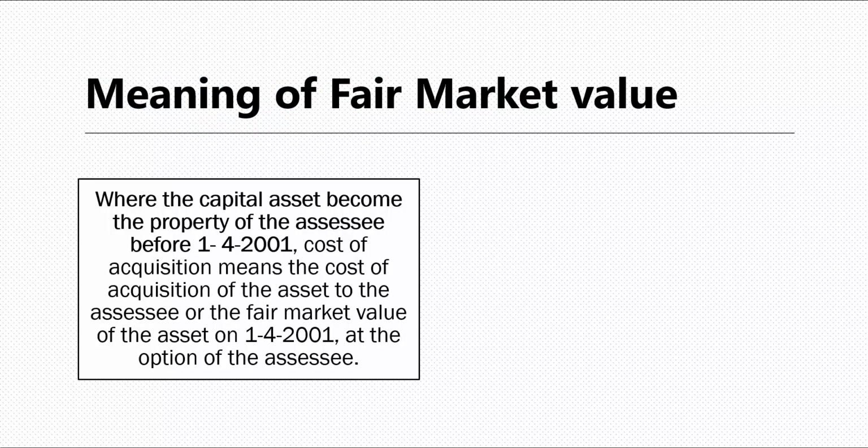Okay. When the capital asset becomes the property of the assessee before 1st April 2001, cost of acquisition means the cost of acquisition of the asset to the assessee or the fair market value of the asset on 1st April 2001. That's the option of the assessee. So this I have already said. So it is your option whether to take the price at which you purchased or the fair market value. You will always take the FMV if it is higher. If it is lower, you will ignore it. But that chance is very less.